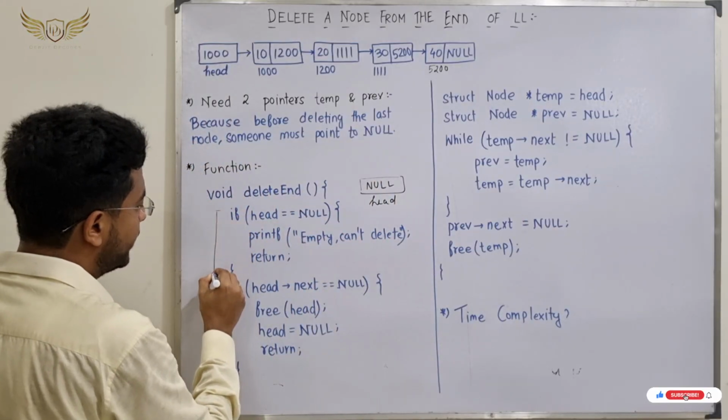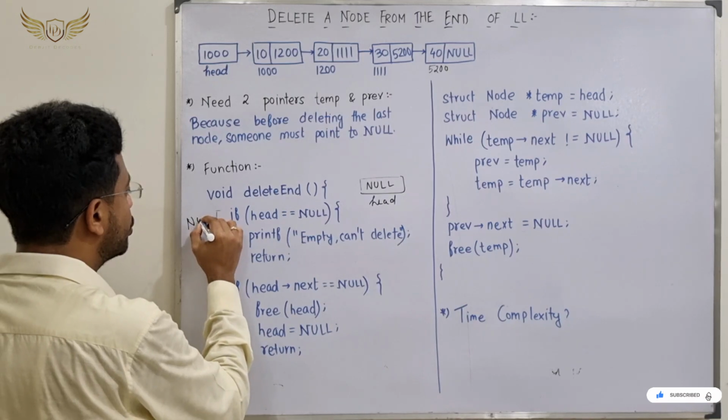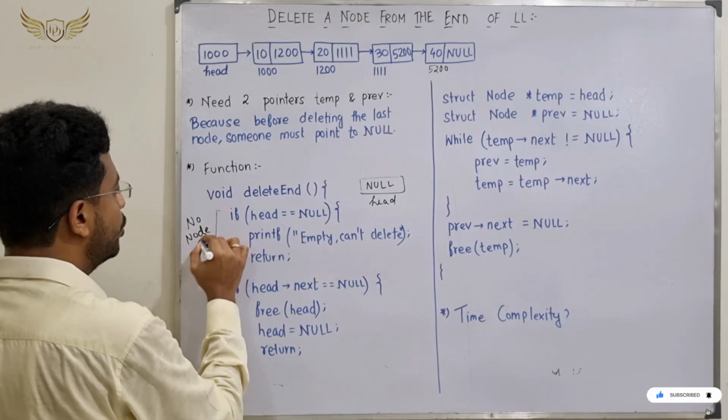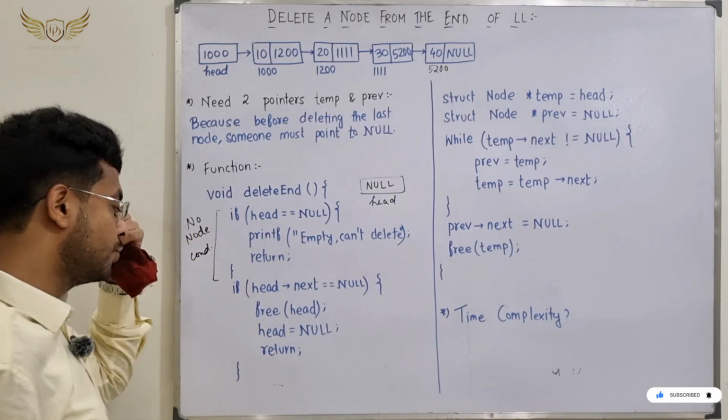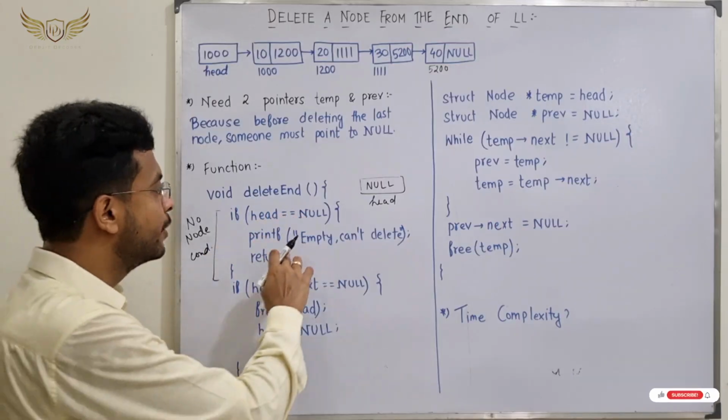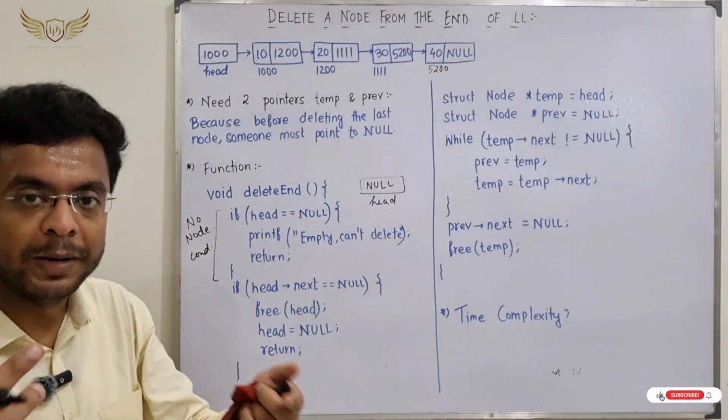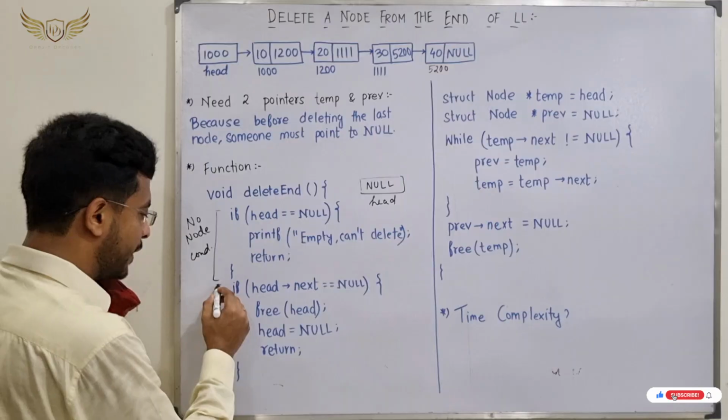So what is this condition for? This is to check the no node condition. This condition is for no node. That is no node at all. The linked list is empty, or say empty condition, whatever you want to write, whatever you want to think in your brain, right? The next part is this one.